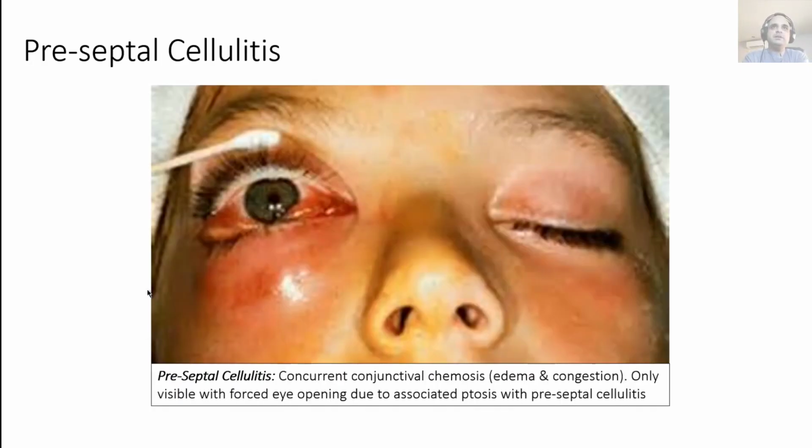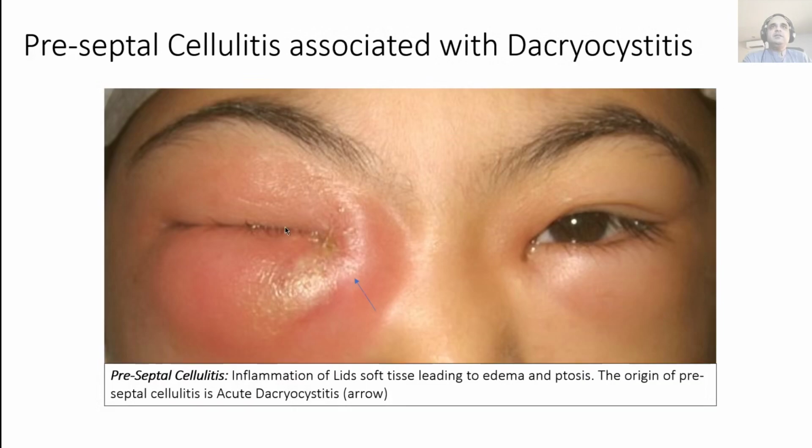This is what happens if your eye has mechanical ptosis. You'll have to forcefully open the eye in order to see the involvement of the conjunctiva. It is always essential to open the eye to see what's going on behind the lids if there is mechanical ptosis, because orbital cellulitis presents in a very, very similar way. This is another pre-septal cellulitis that started off as an acute dacryocystitis and has gone on to involve the soft tissues of the lid. You can see mechanical ptosis together with erythematous and edematous lids.